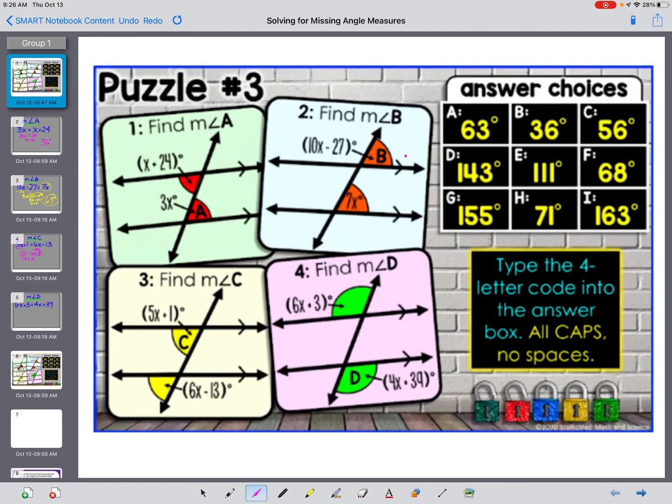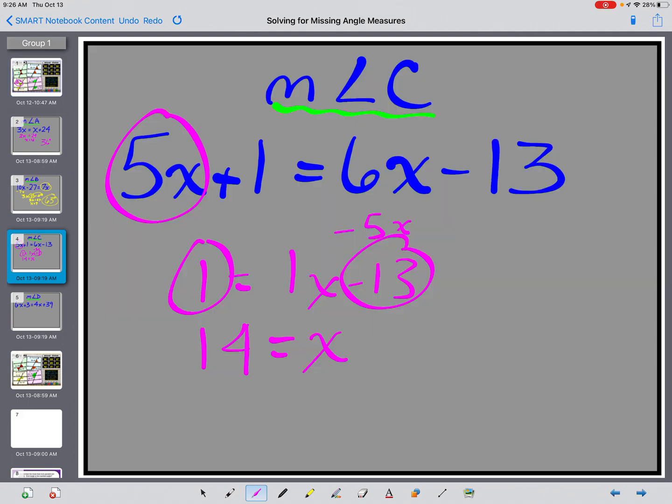Substitute 14 for x in one of the expressions. I'll choose this one here. So it'll be 14 times 5 right there. 14 times 5, that's 70. Plus the 1 is 71 degrees. That's the measure for angle 3.